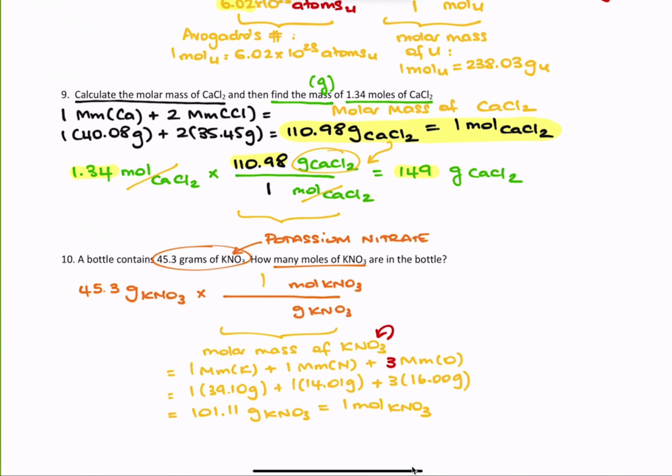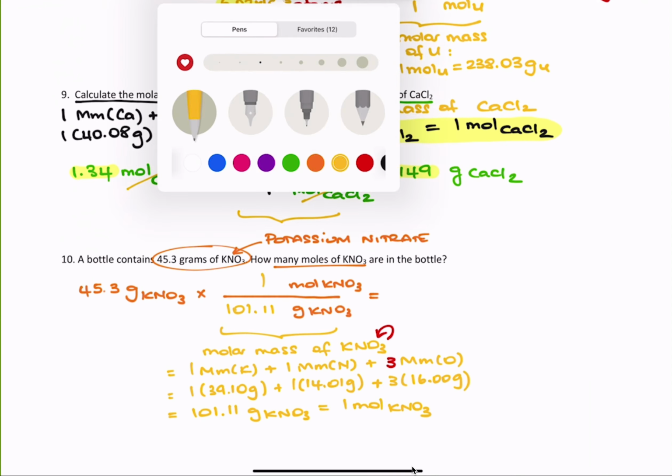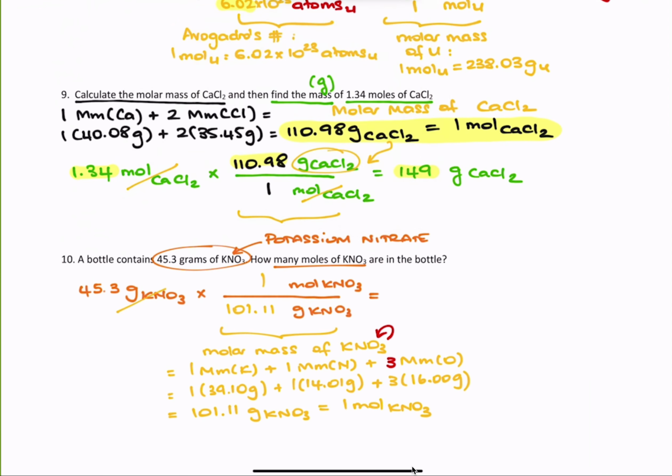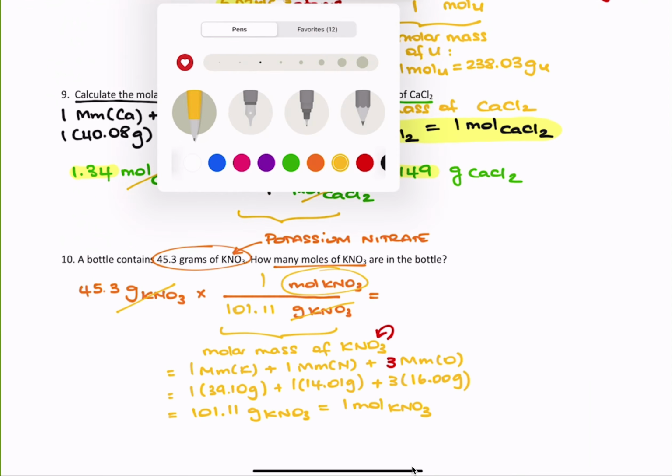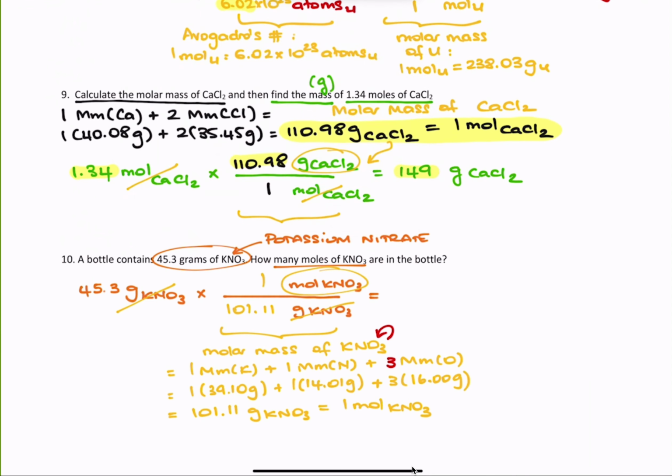Fill in your blank. Plug this into your calculator. Again, notice that your grams cancel and you're left with moles. To 3 sig figs, you get 0.448 mole of potassium nitrate in the bottle. 3 sig figs, 5 sig figs. Answer given to 3 sig figs.